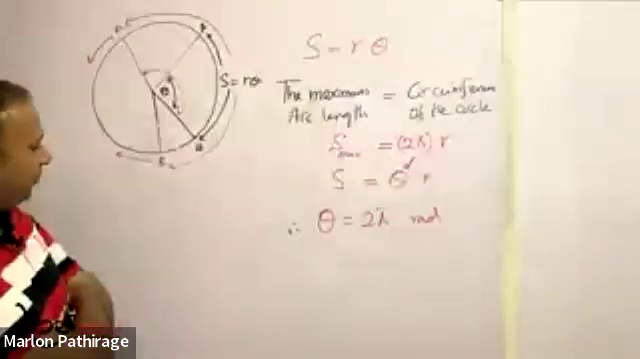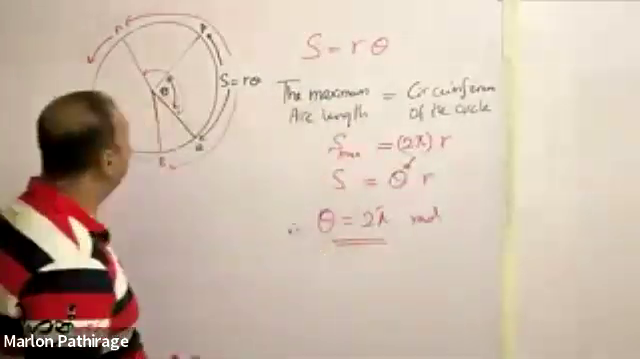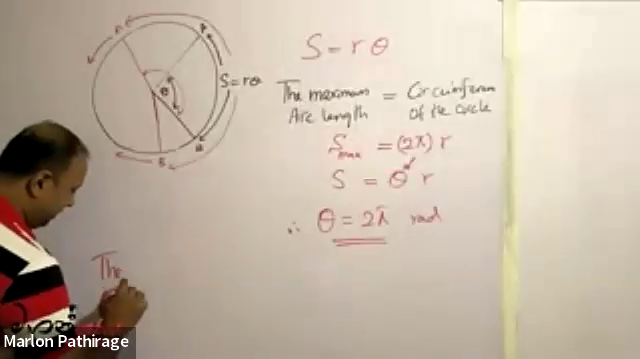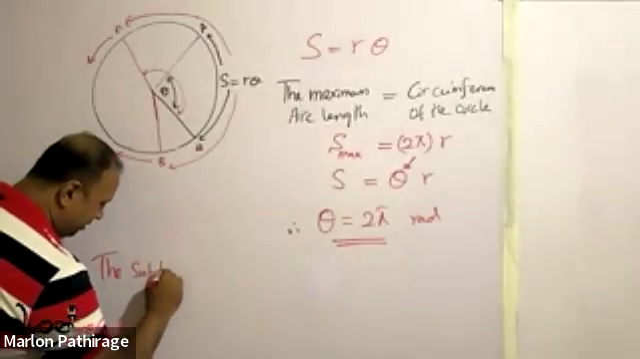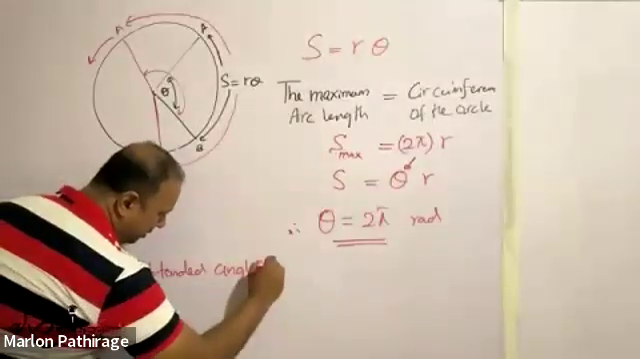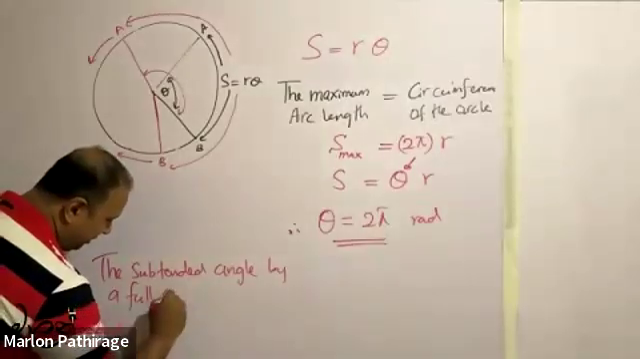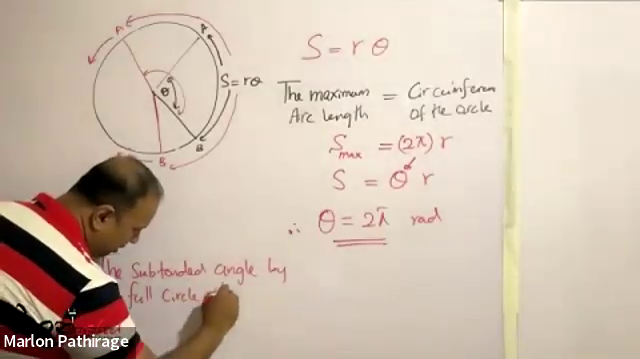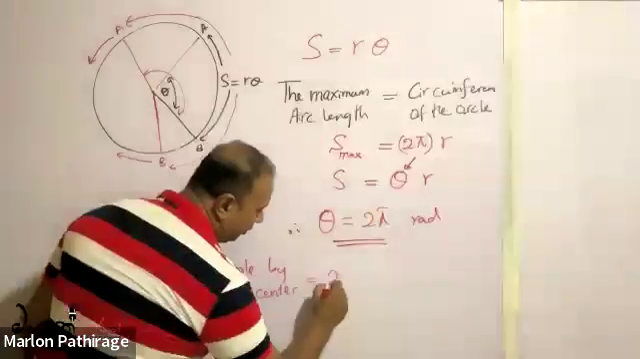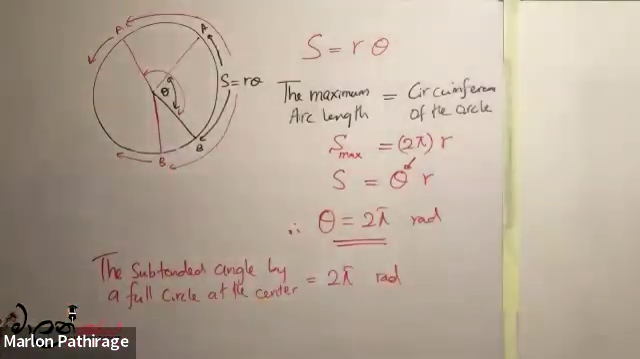Thank you for your response, Pute. Therefore, theta is equal to 2π, Pute. Therefore, I can write, the subtended angle by a full circle at the center is equal, Pute, to 2π in radians.